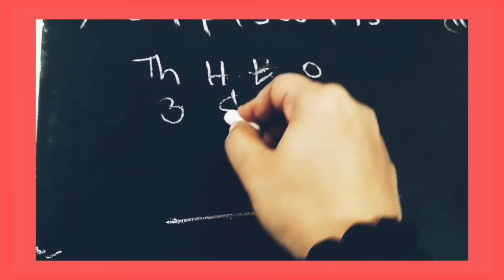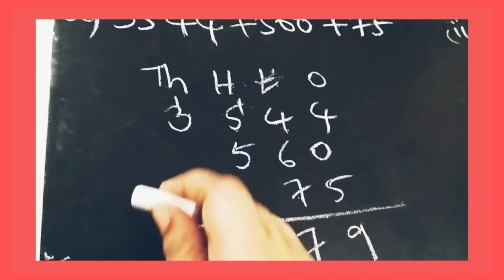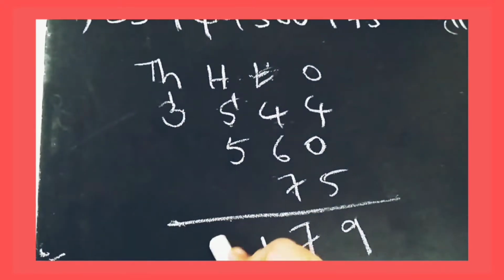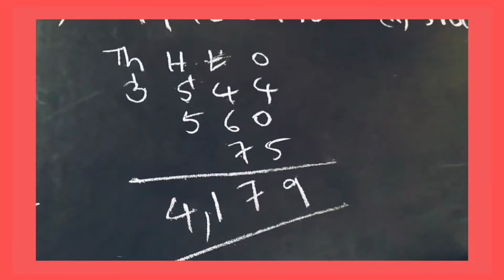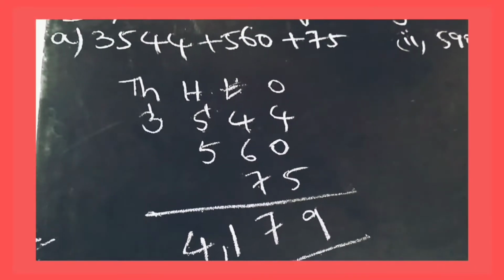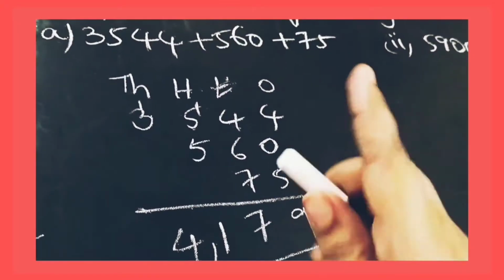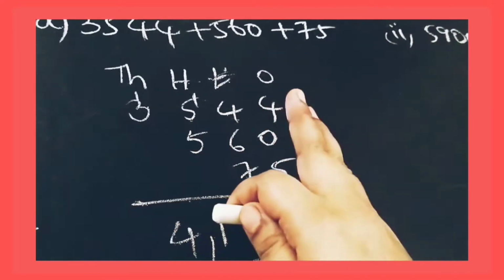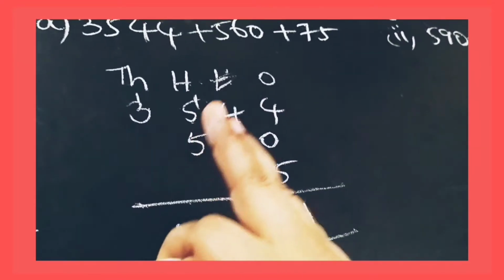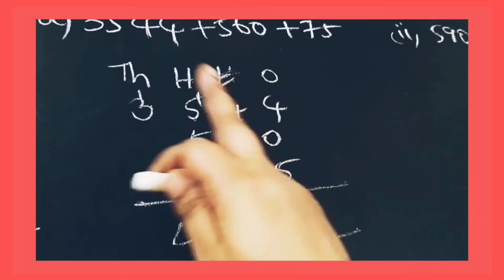So 5 plus 5 is 10, 11. So 3 plus 1 is 4. It is 4179. First one is done. So first see the greater number. If greater number is in thousand, then write the digits like this. If it is in 100, you have to write HTO, means ones, tens, 100.